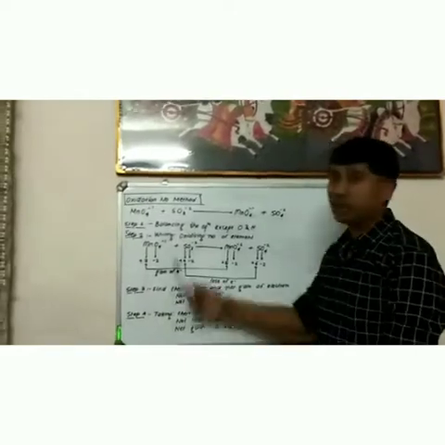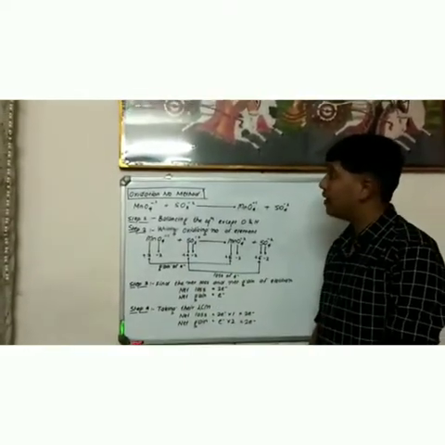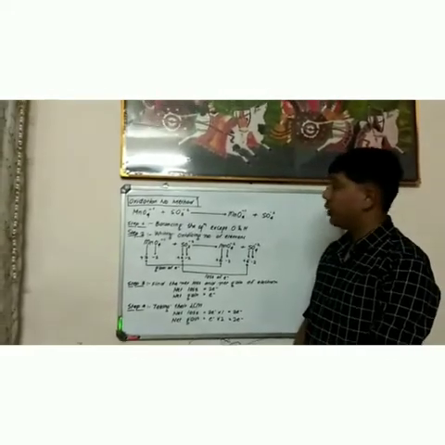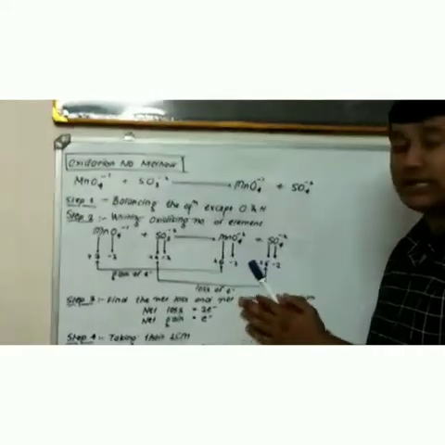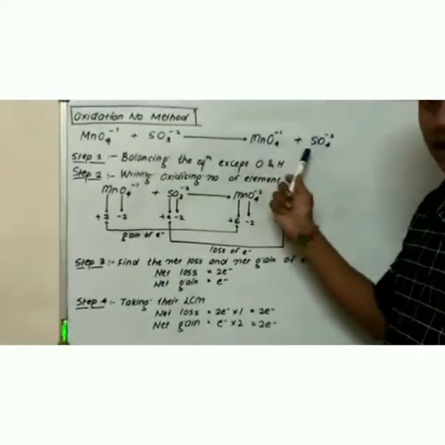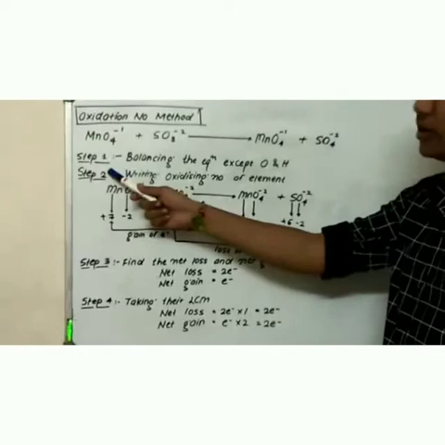Here we will take an example of MnO4 minus plus SO3 2 minus gives MnO4 2 minus plus SO4 2 minus. So step 1, balance the equation except oxygen and hydrogen. Here you can see that the reaction is already balanced, so we will skip the first step.